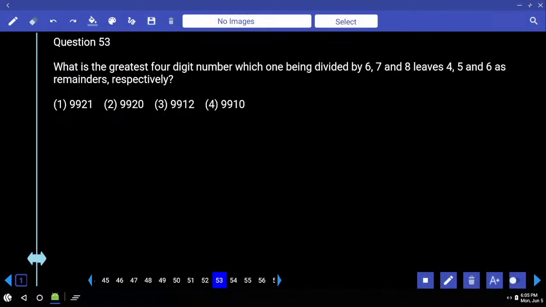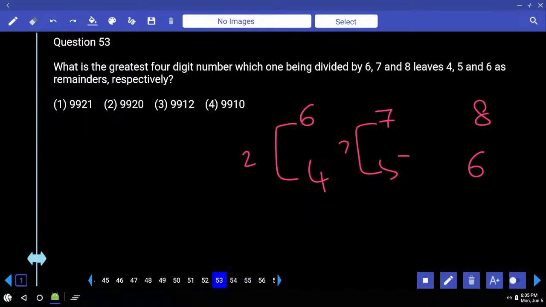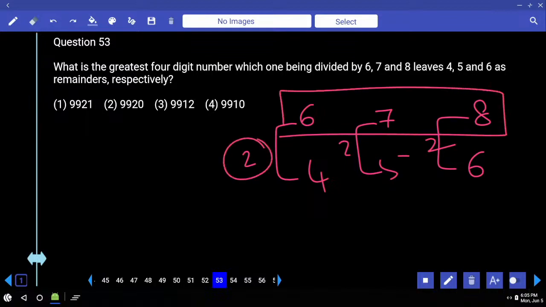Next, what is the greatest 4-digit number which, when divided by 6, 7, 8, leaves 4, 5 and 6? In each case the difference is 2. So if the difference is the same, we have to subtract this 2 from the LCM of those numbers. But here he is asking for the greatest 4-digit number. We should not take the LCM. We have to take a common multiple, which is a 4-digit number.